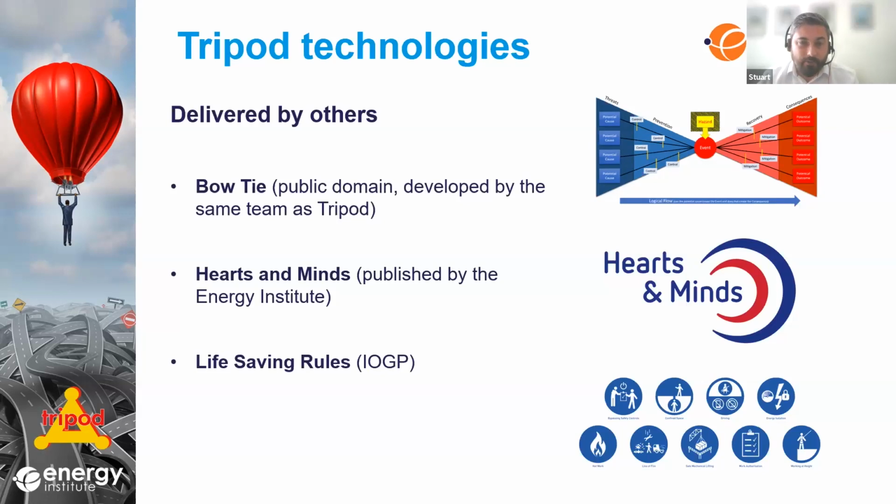So Bowtie and Tripod Beta were actually developed by essentially the same team in Shell in the early 1990s, and there's a clear link between Bowtie and Tripod. And of course, Bowtie is a very widely used and known tool. The Hearts and Minds Safety Culture Toolkit, which was again developed by Shell, was published by the Energy Institute. Again, essentially sprung out of the same research program that led to Tripod.